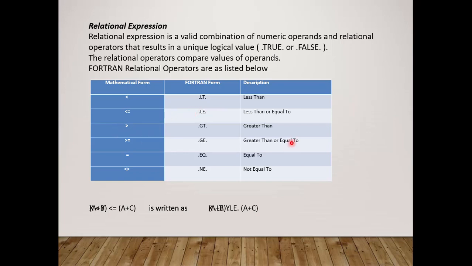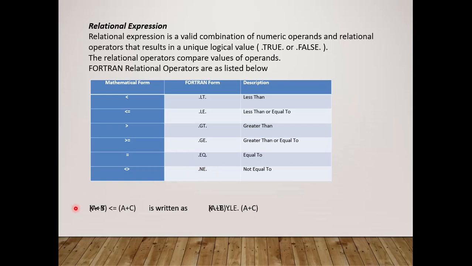Greater than is dot gt dot. Similarly, greater than or equal to is dot ge dot. For equal to we use dot eq dot, and this is the mathematical symbol for not equal to, which is dot ne dot. So this is how a relational expression is to be written.